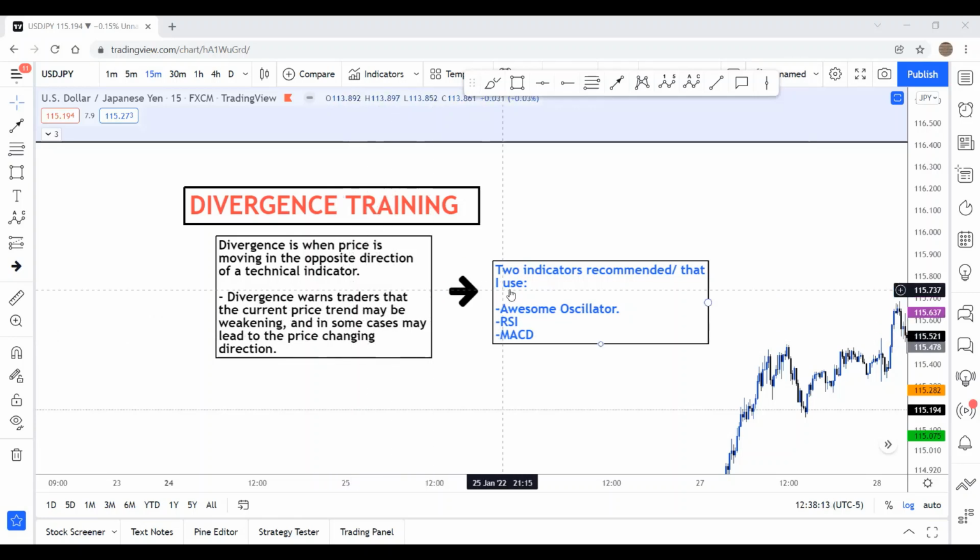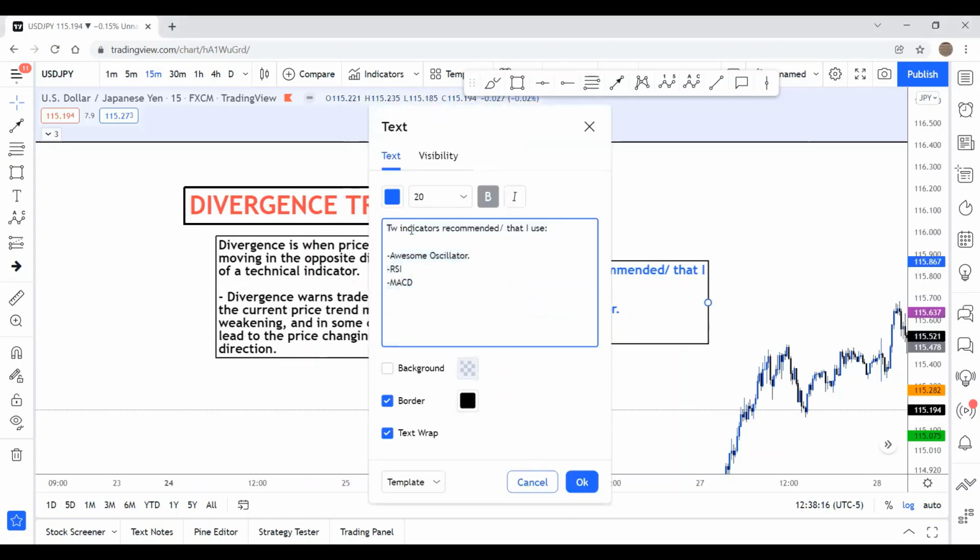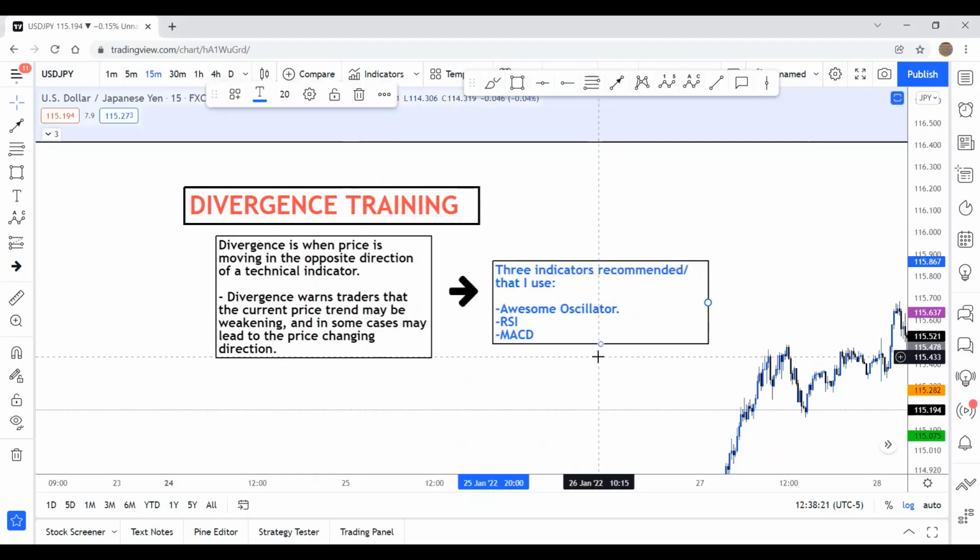Now, the indicators, right? I put two because I just added this last one just now, but it's three indicators that I recommend to use for divergence. It's the three indicators I've used either in the past or currently using. And no, I do not recommend using all three indicators at the same time, right? There's no point of using all three indicators at the same time, right? So the indicators that I recommend is the awesome oscillator, the RSI, and the MACD.